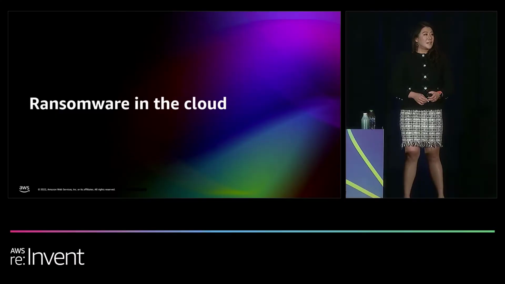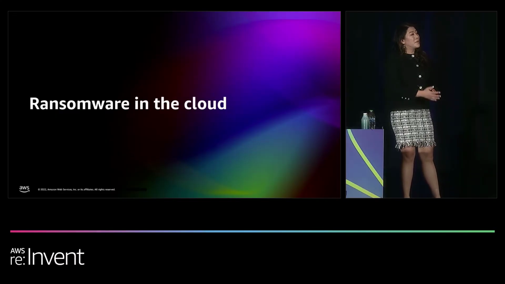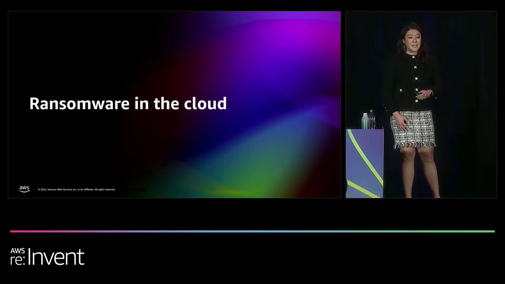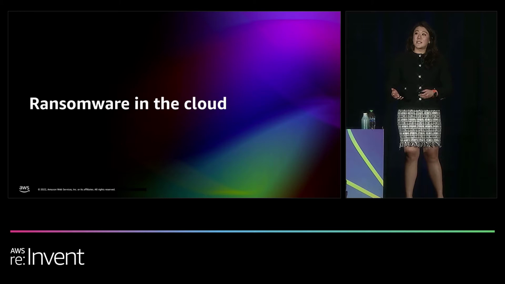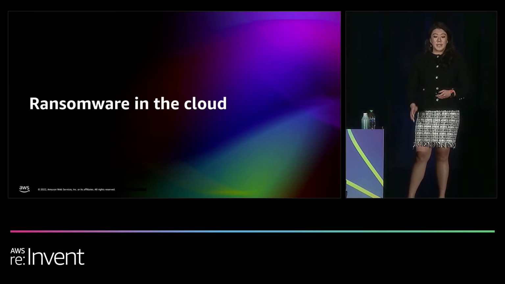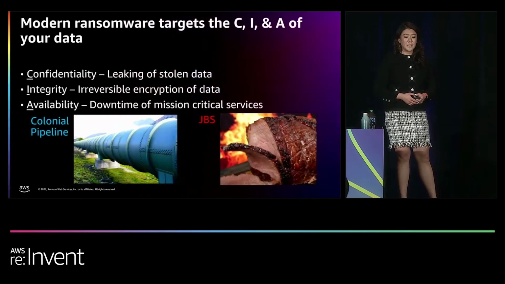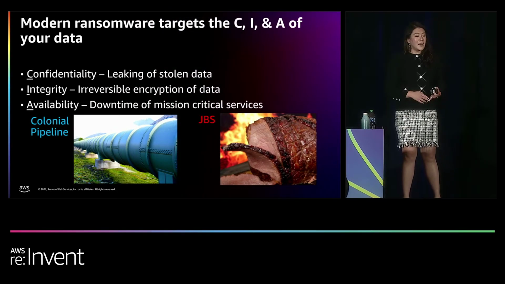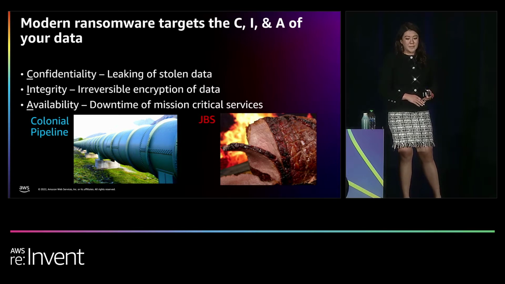So let's start by talking about the nature of ransomware in the cloud. As ransomware has evolved from on-premises data centers to the cloud, it's also changed the nature in which attackers go after your data. So let's focus today's conversation on what is modern ransomware and what the actors are really going after. Modern ransomware targets the C, the I, and the A of your data.